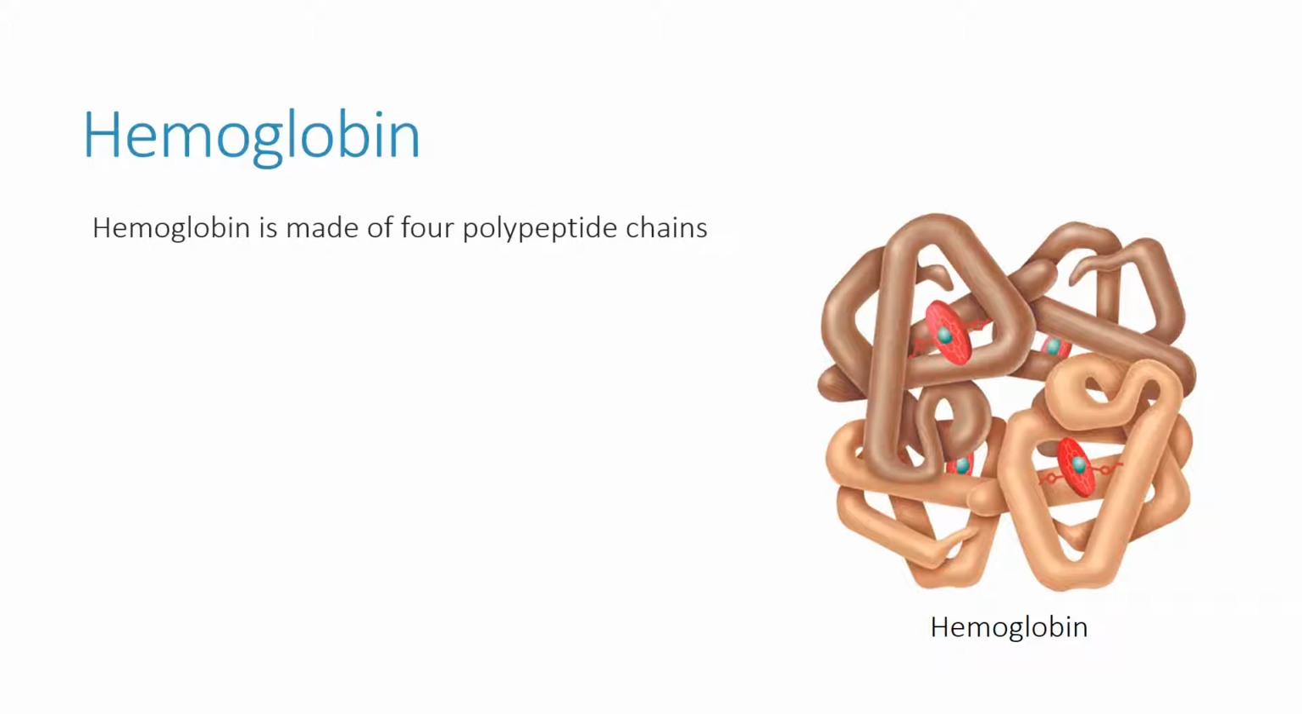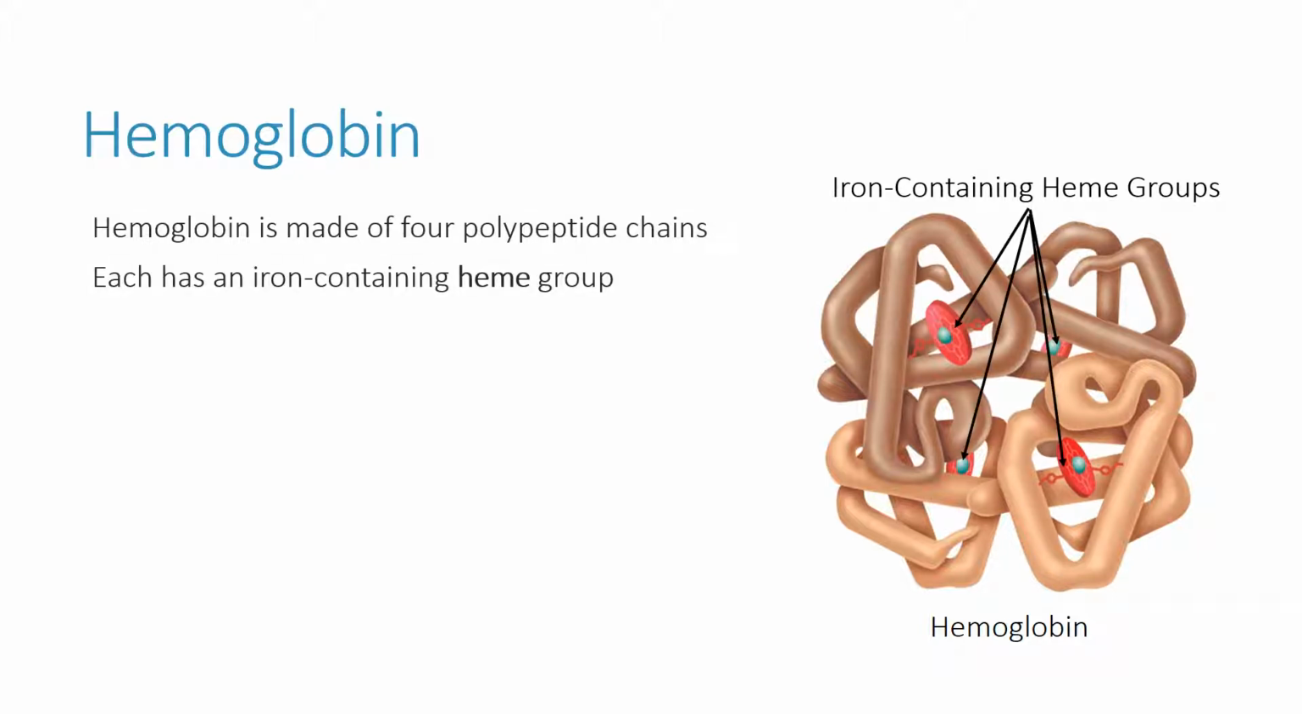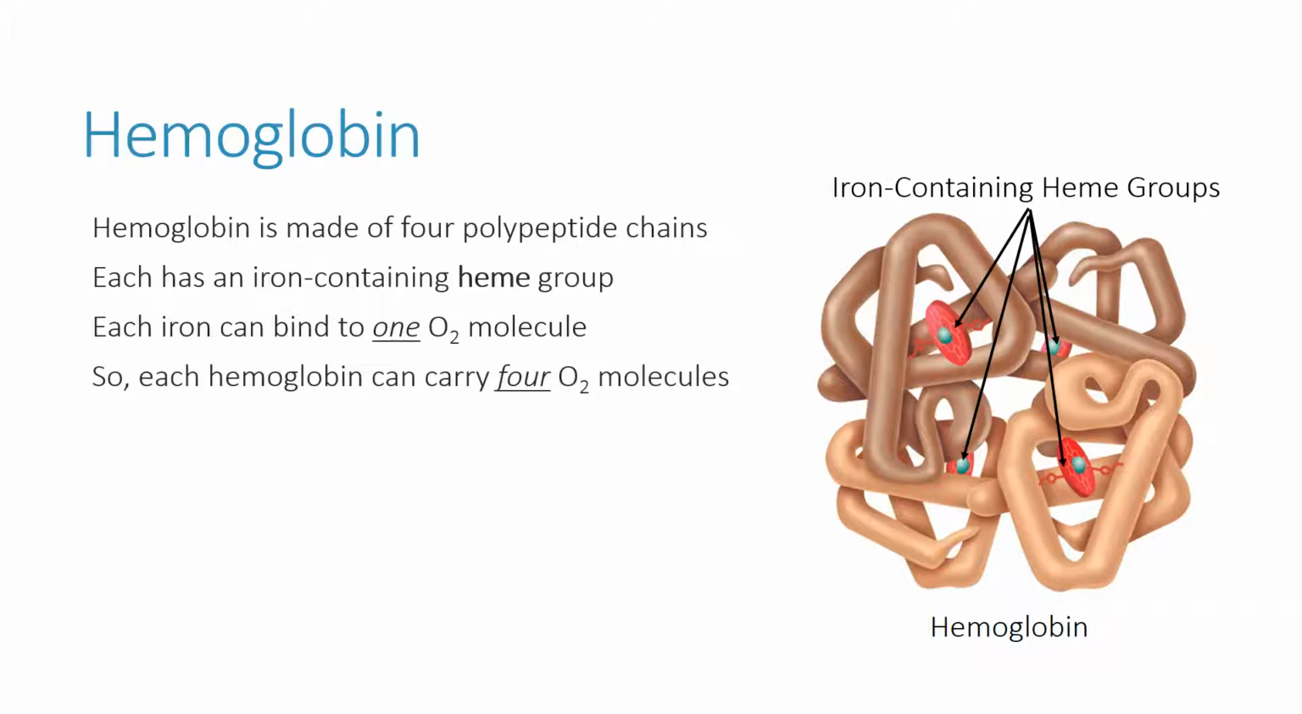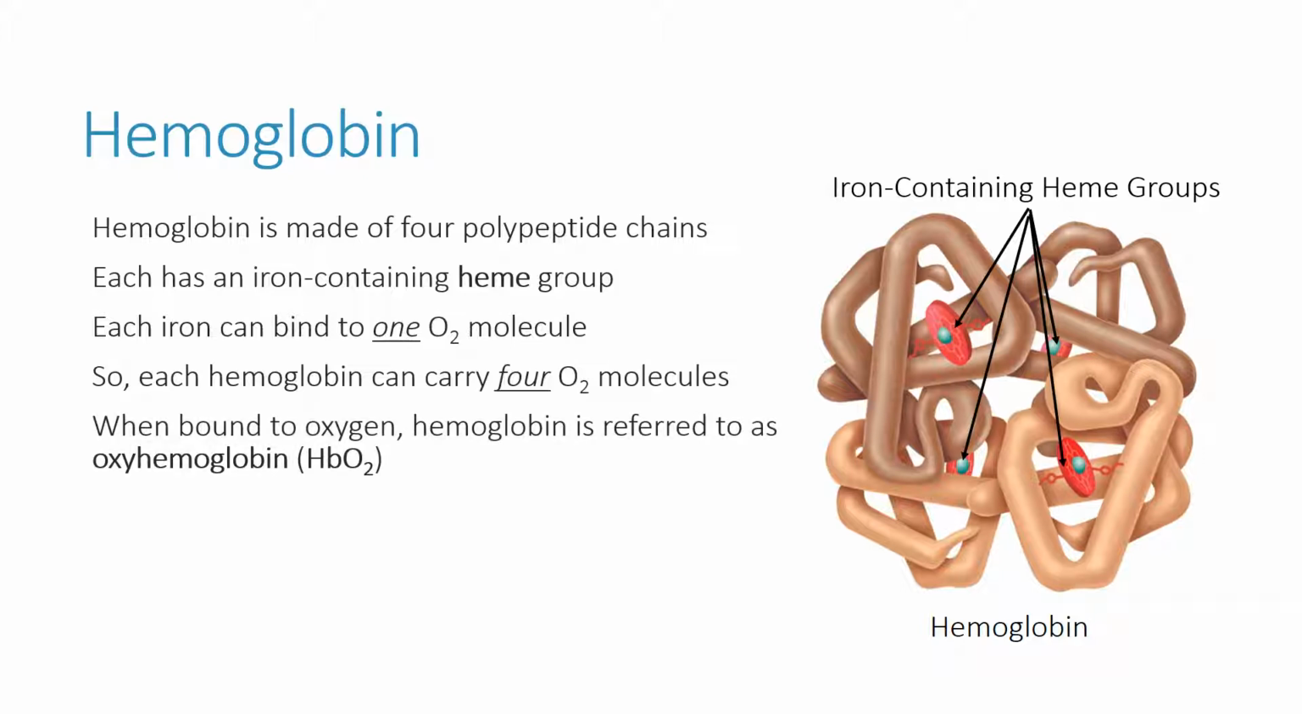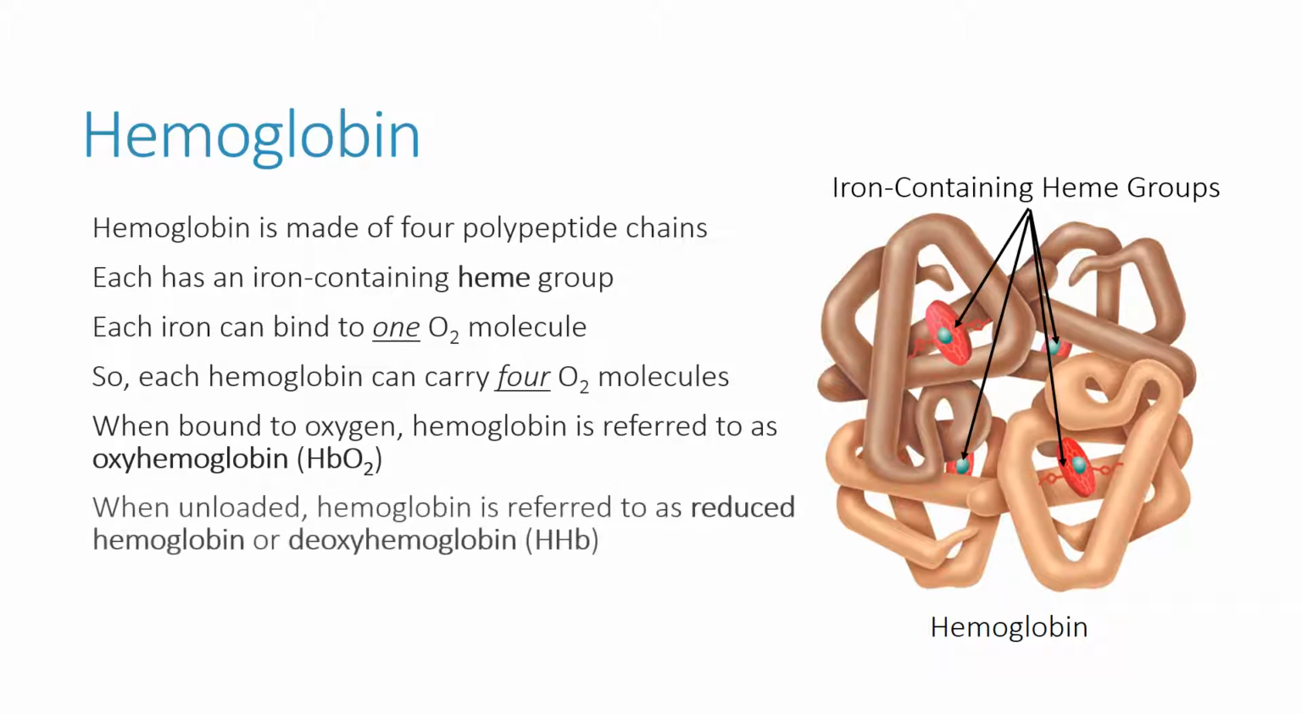Hemoglobin is made of 4 polypeptide chains. Each of these chains contains an iron-containing heme group. Each iron can bind to one oxygen molecule. This means that each hemoglobin can carry 4 oxygens attached to it. When oxygen is bound to hemoglobin, that hemoglobin is referred to as oxyhemoglobin. When it's unloaded, or oxygen is not bound, hemoglobin is referred to as reduced hemoglobin or deoxyhemoglobin.